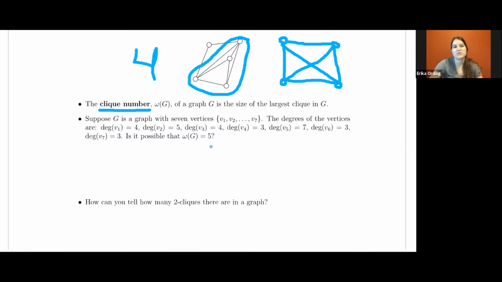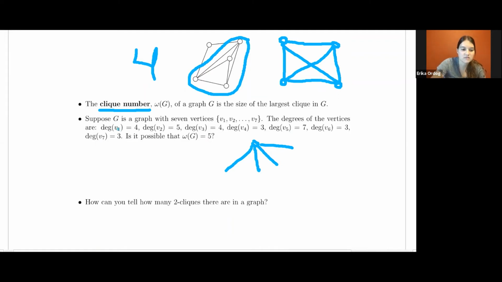So how does the clique number relate to the degrees of the vertices? Well, if our clique number is 5, that means we have an induced subgraph that is K5, the complete graph on 5 vertices. And what are the degrees of all of those vertices? Well, each vertex is adjacent to all of the others. It's adjacent to 4 others. So the degree of that vertex in the induced subgraph is 4. That means that the degree of 5 of the vertices in our original graph G has to be at least 4.